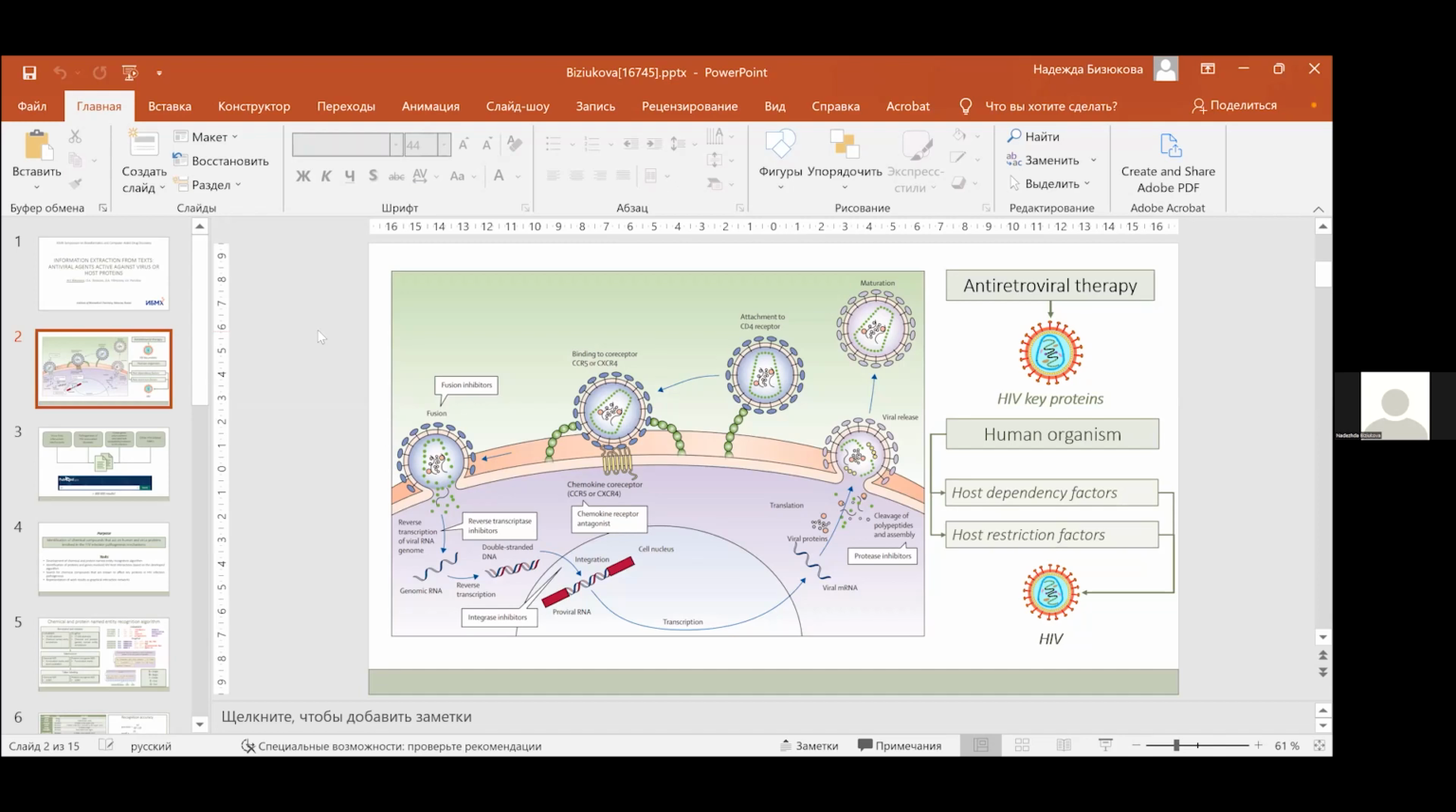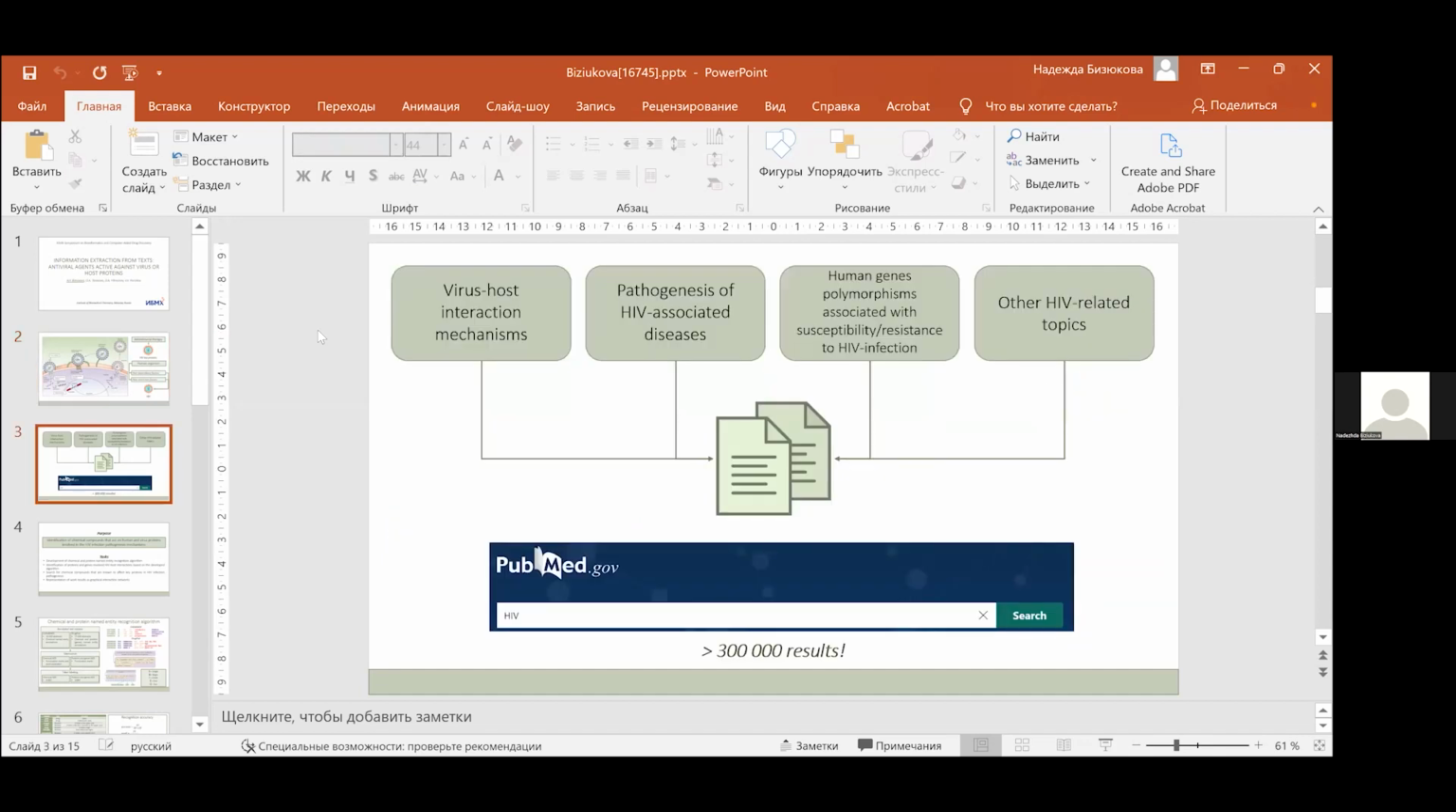Well, human proteins that are accountable for containment or spread of infection through the body are called host dependency or host restriction factors. These factors can be considered as targets for anti-HIV drug development. The main source of HIV host interaction mechanisms and potent treatment are texts of scientific publications. Since HIV is known for almost 50 years and claims the lives of almost 1 million people annually, a large amount of texts has been accumulating since.